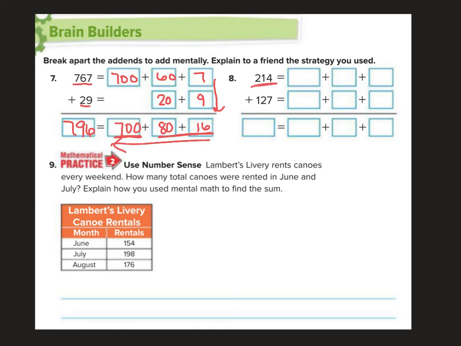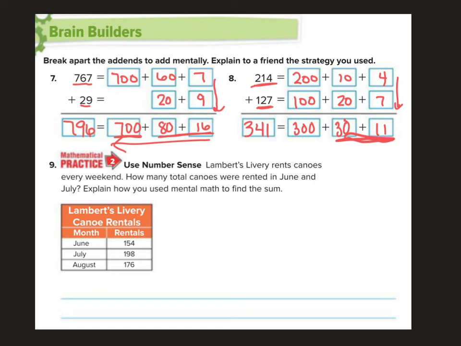Okay, let's break apart 214. 200 plus 10 plus 4. 127 breaks apart to 100 plus 20 plus 7. Now we're adding up and down. 4 plus 7 makes 11. 10 plus 20 makes 30. 100 plus 200 makes 300. Look at this one, kind of works. It doesn't do so much, does it? 30 plus 11 is 41. And then don't forget your 300. 341.